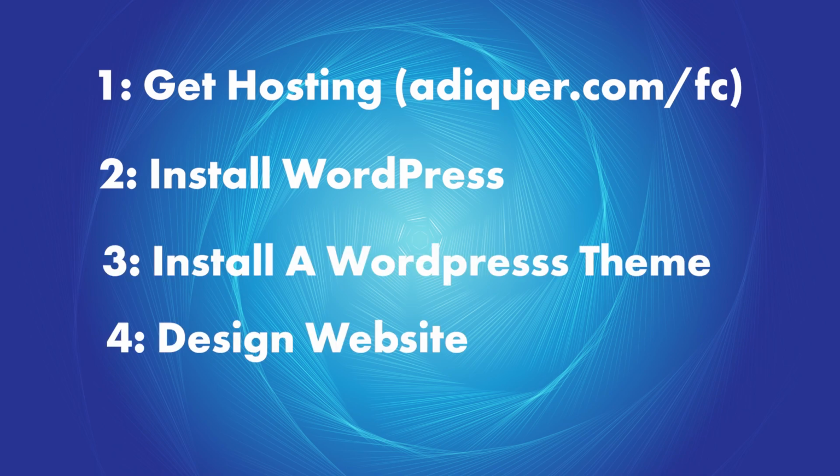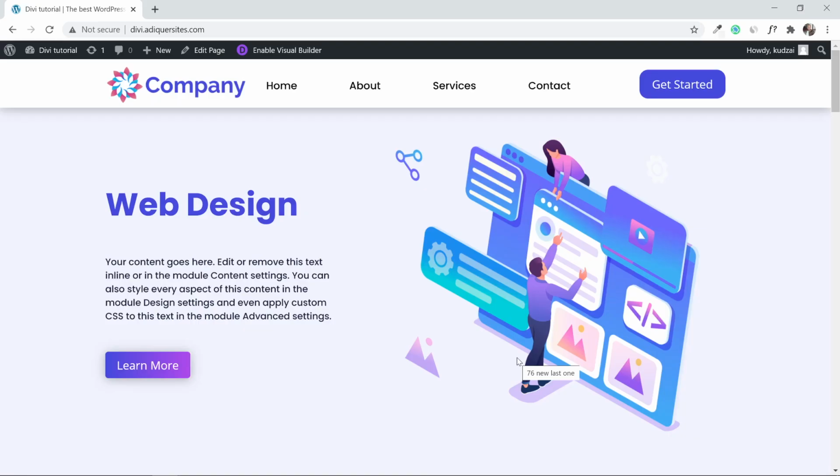Number three, we are going to install a WordPress theme. We're going to be using the best theme with the most active installs right now. A theme will allow you to design your website, to create fancy things, and to put in more functionality into your website. Then number four, we're going to show you step by step how to design all the sections on this website. So let us jump into step one.